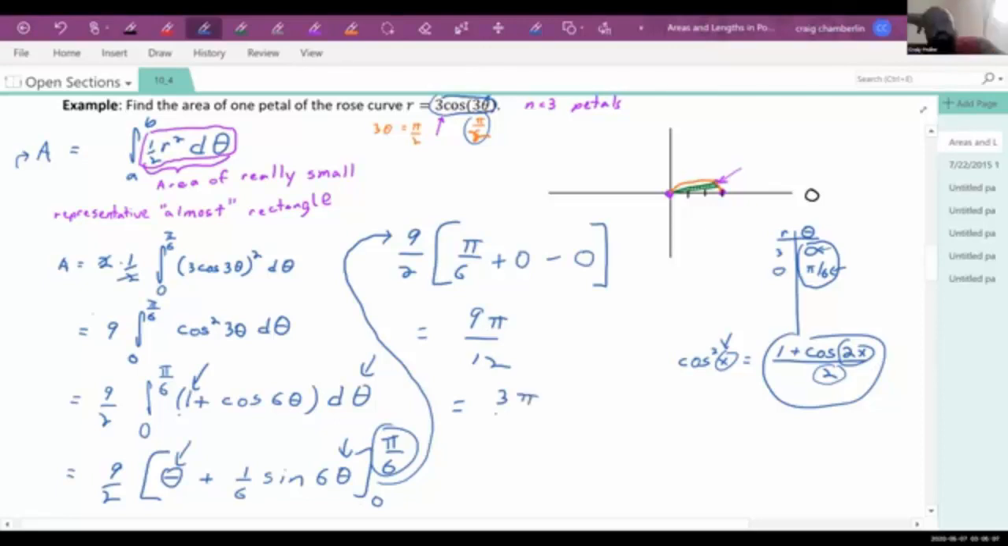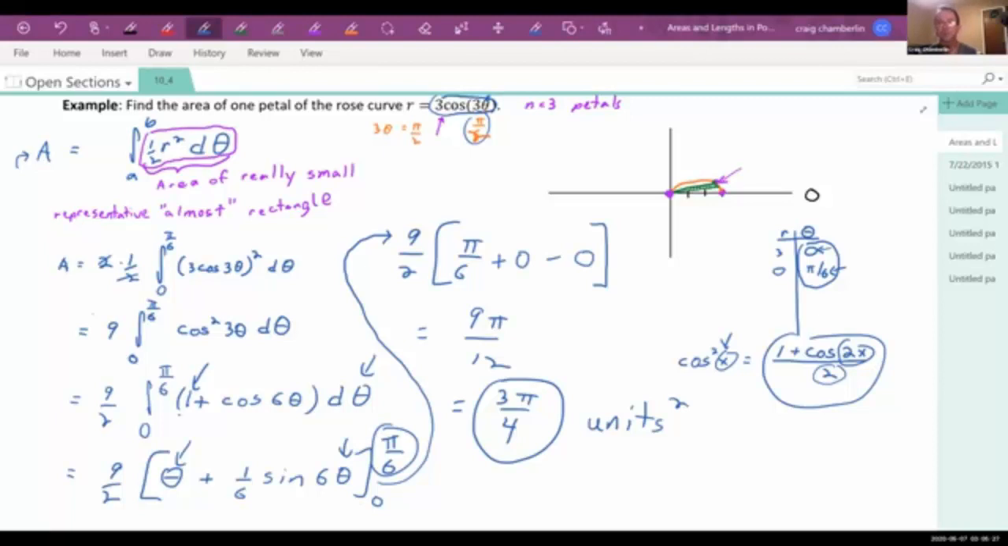Three-fourths pi. There you go. And that's, if you had units, it would be in square units. You don't have to write down square units, but if you are doing an applied problem, you do have to write it down, whatever the units happen to be. There it all is. That's what you're up against.